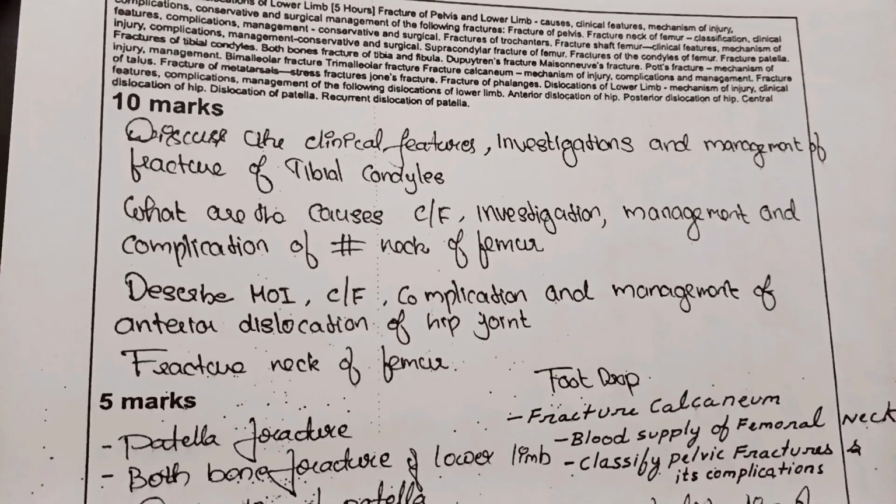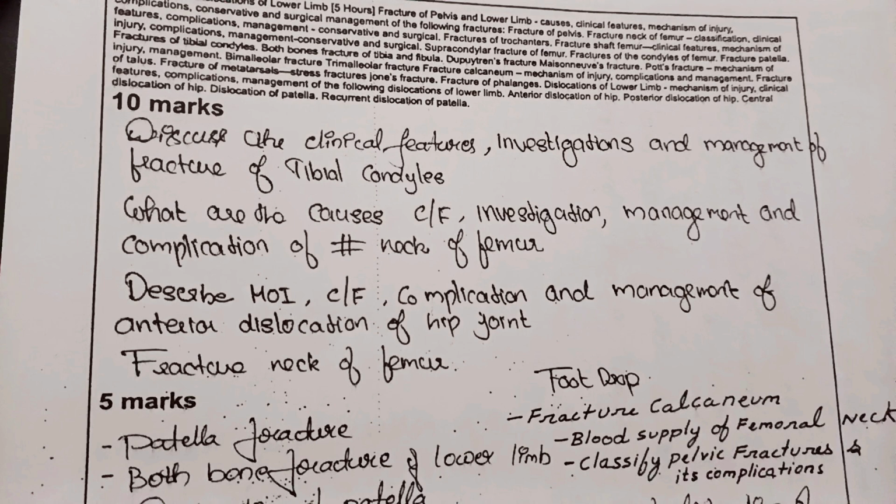And yes, this was quite a small chapter. Now, moving on to the next chapter that includes fractures and dislocations of lower limb. In this, the important 10 mark questions are: discuss the clinical features, investigations, and management of fracture of tibial condyles. Second one, what are the causes, clinical features, investigation, management, and complications of neck of femur fracture?